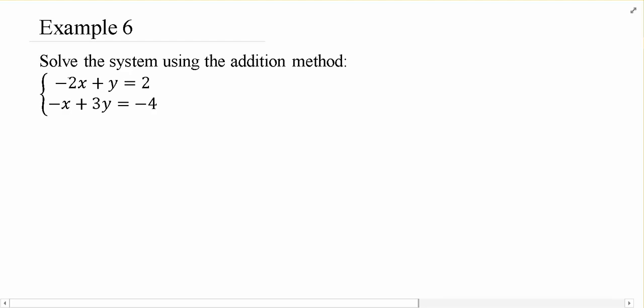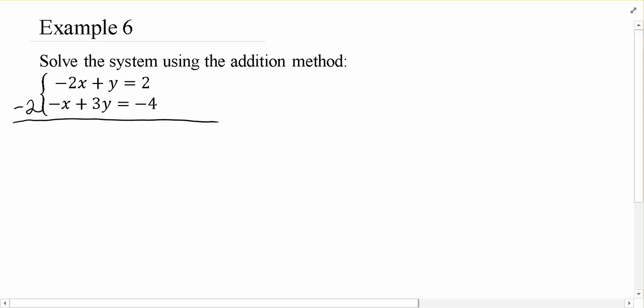We could make the x's opposites by multiplying the second one by negative 2. That would make them opposites of one another. Or we could look at the y's and say I could multiply the first equation by negative 3, and that would make them opposites of one another. It doesn't matter which one you do. I'm going to go ahead and multiply by negative 2 in the second equation.